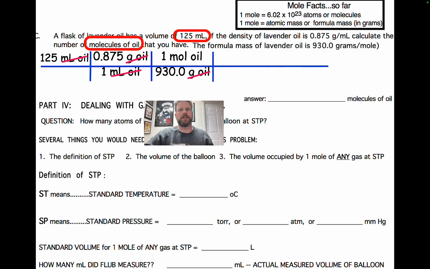We are supposed to calculate molecules of lavender oil, not the moles. So we are close, just one more step. We must use Avogadro's number to convert from moles to molecules. Moles have to cancel, so 1 mole of lavender oil will go in the bottom section, meaning 6.02 times 10 to the 23rd molecules of lavender oil goes in the top section of the train track. This causes moles of lavender oil to cancel, leaving us with molecules of lavender oil. My goodness, look at how awesome we are.